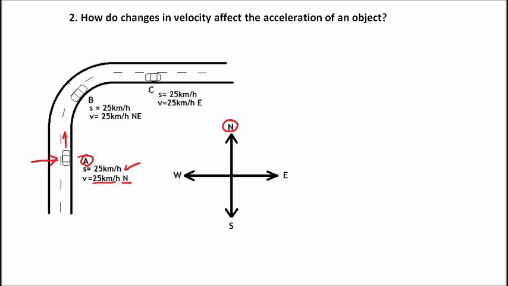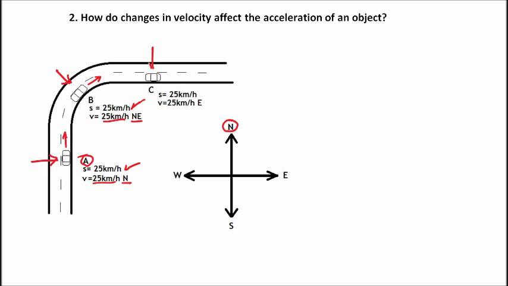If we come up here to point B and look at this car again, the driver looks at his speedometer and he can see that the speed hasn't changed. The speed is constant. The speed is still 25 kilometers per hour. But the velocity has changed. The velocity is now 25 kilometers per hour northeast. The car is now traveling in a direction of northeast, going around the curve. The speed is constant. The velocity is what's changing.